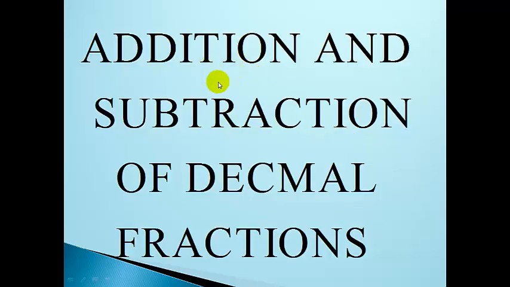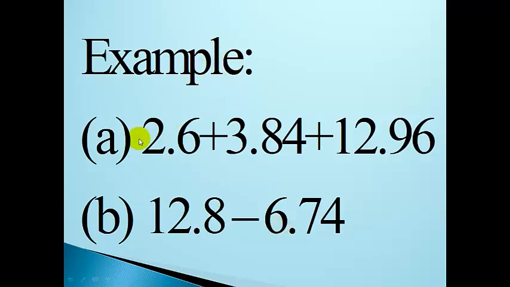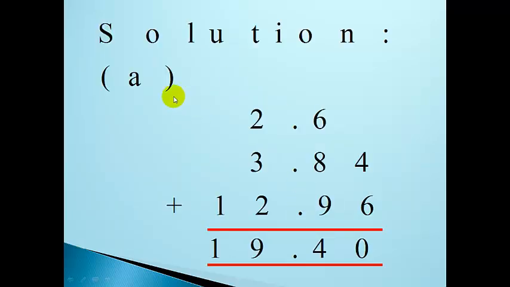Now let's look at addition and subtraction of decimal fractions. Now, considering this example, A, we have 2.6 plus 3.84 plus 12.96. B, we have 12.8 minus 6.79. Now let's look at how we can solve these two problems. A, we were given 2.6, 3.84, 12.96.